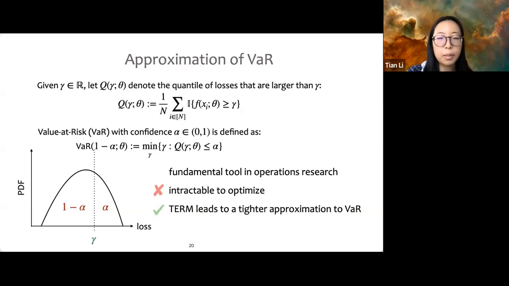And this is a very fundamental tool in operations research to control the risks. It's intractable to optimize. It may even be non-continuous. And TERM leads to a tighter approximation to this value at risk than some other existing approximations, such as conditional value at risk.